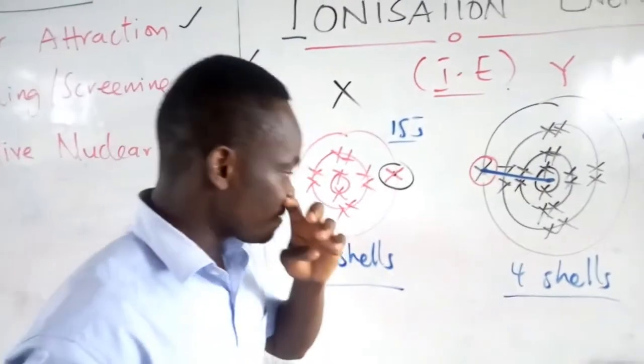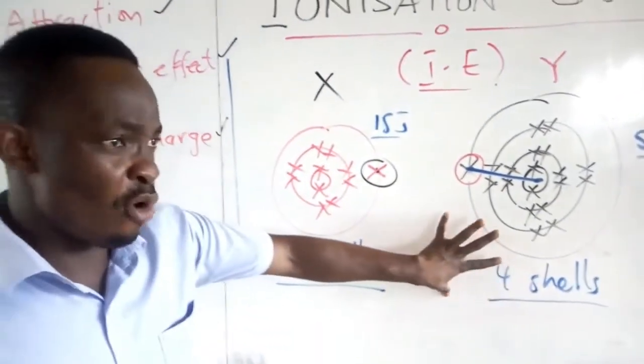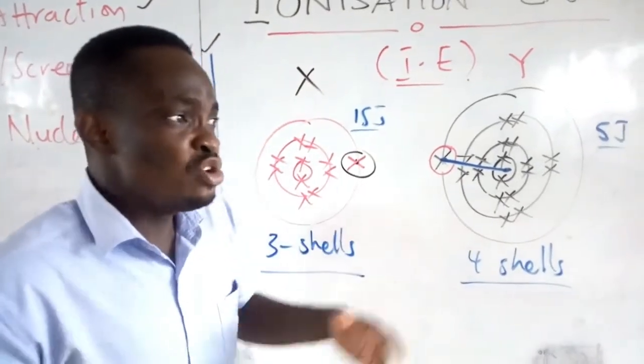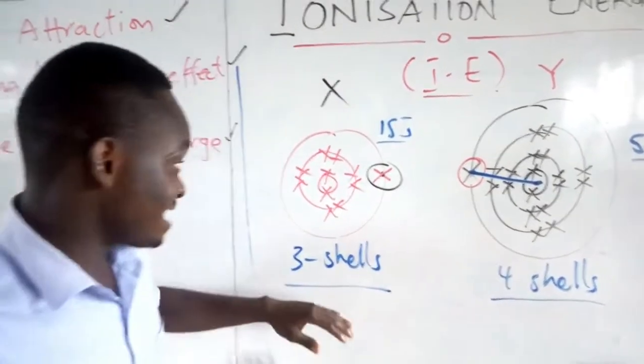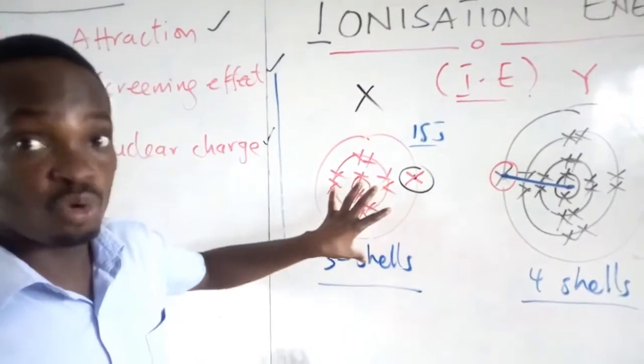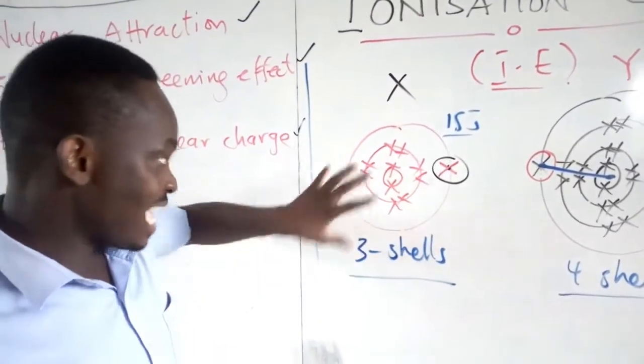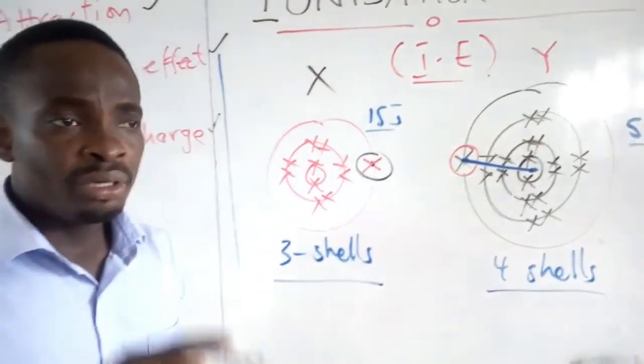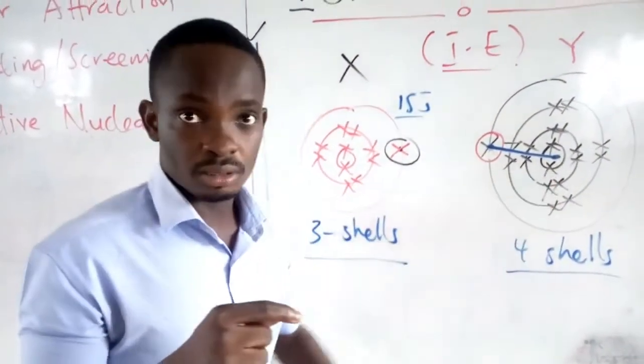Okay, so we are saying that because this has 4 shells, it has a lesser nuclear attraction. Because this has 3 shells, it has a relatively stronger nuclear attraction. So this has a smaller size, a larger size. Now, the one which does the attraction is the nucleus.